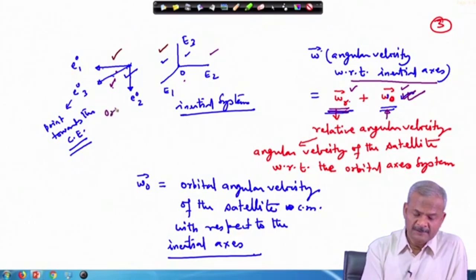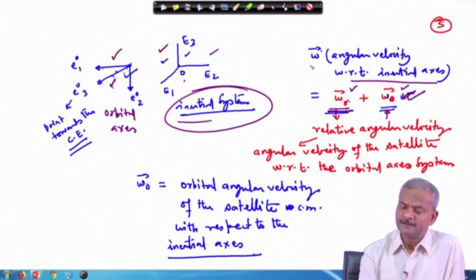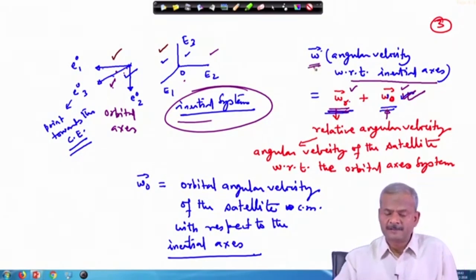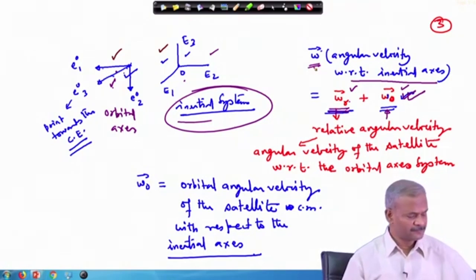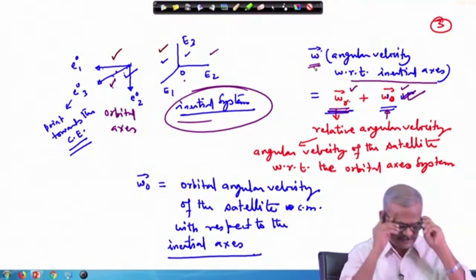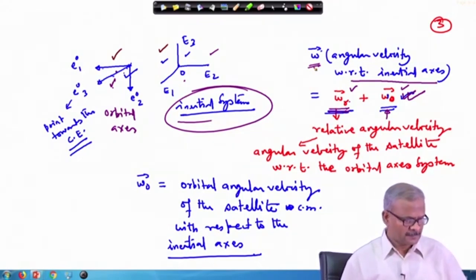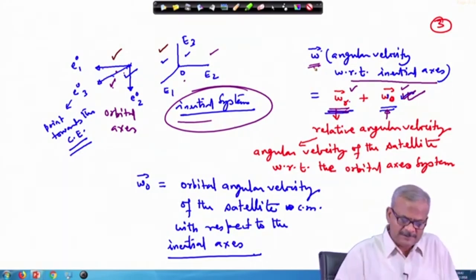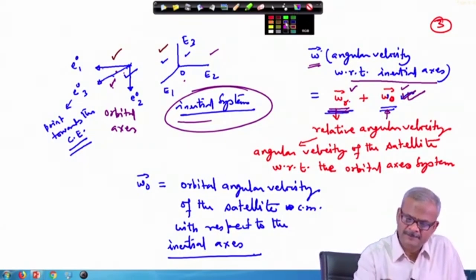Okay, this is your orbital axis system, and this is the inertial axis system. So this is rotating with respect to this, and with respect to this, the satellite is rotating. Both are then vectorially added to get the net angular velocity of the satellite. Okay, so this puts the background for discussing the rest of the things. Now, we have to again discuss the rotation and other things, but I will come to that later on. Let us start with the developments.